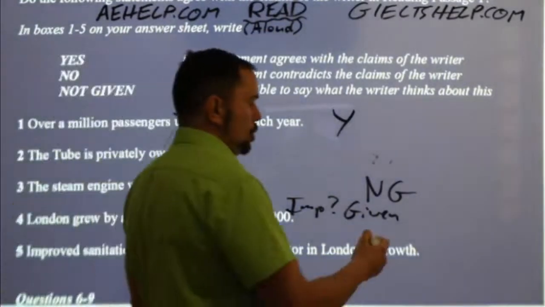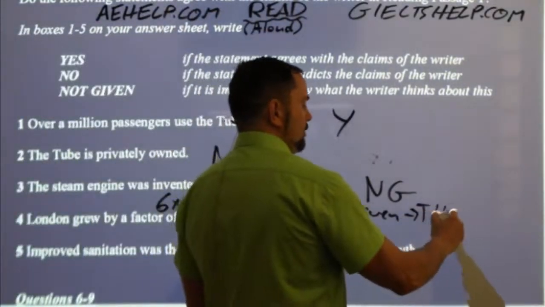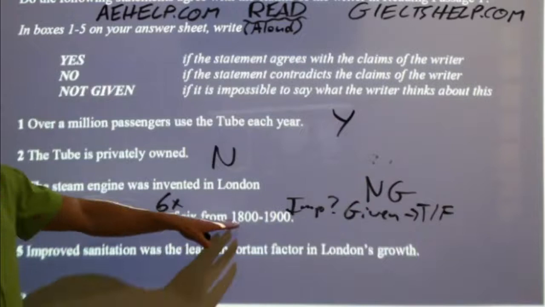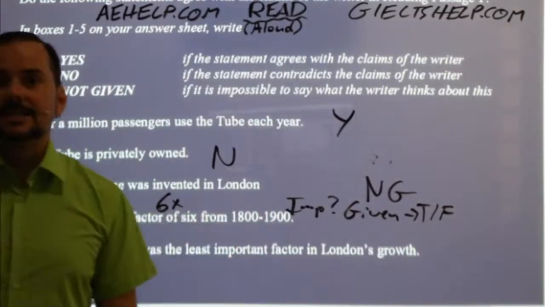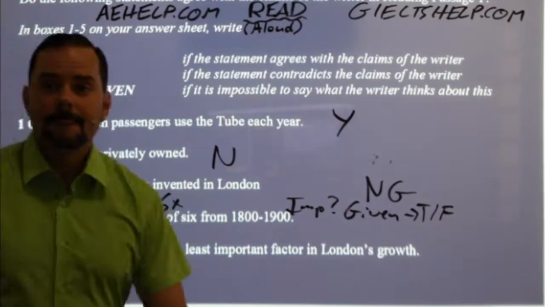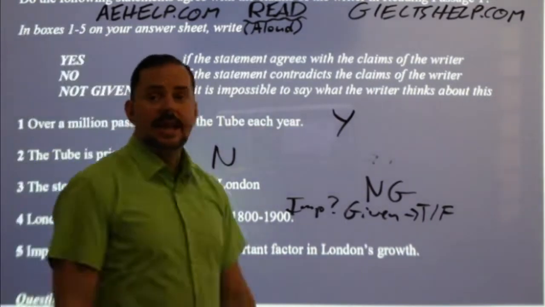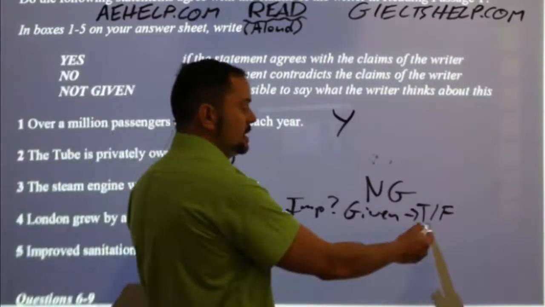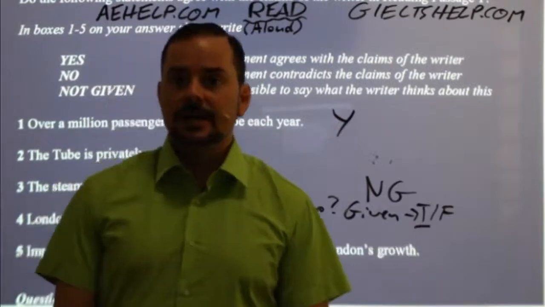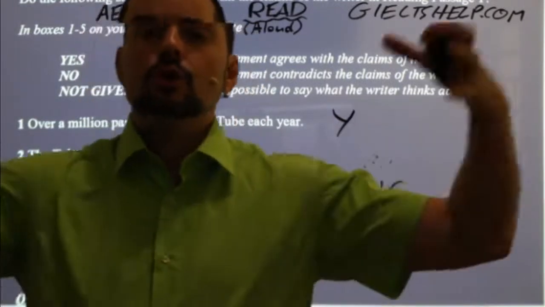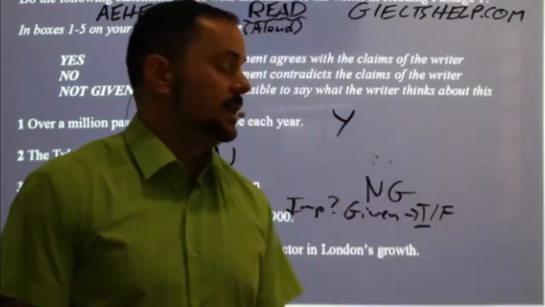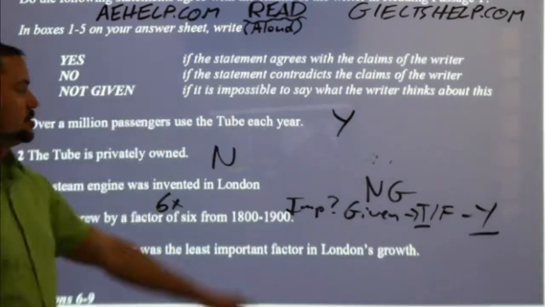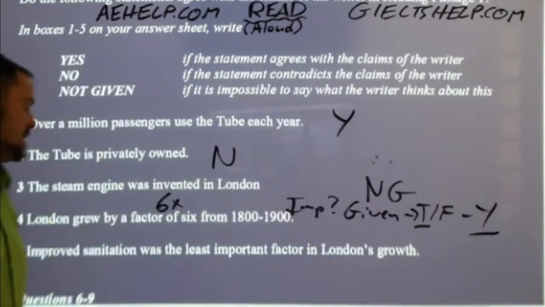So is it true? True or false? Did London grow by at least 6 times from the 18 to the 1900s? Is that true or false? Yeah, it's given and it's true or false. Yeah, Pooja says it's true. It went from 1 million to 6.5 million. There's even that nice expression of ballooned to 6.5 million, right? So I indicate yes, and I move on, okay? So far, yes, no, not given, yes.